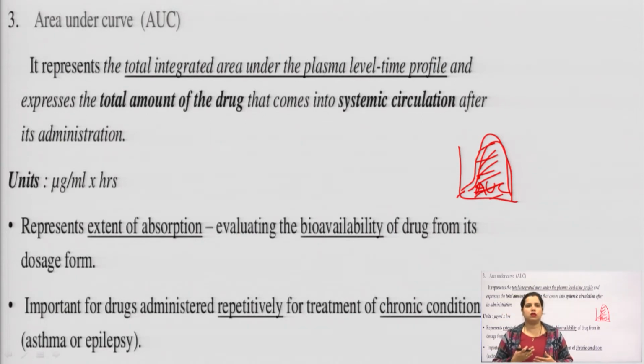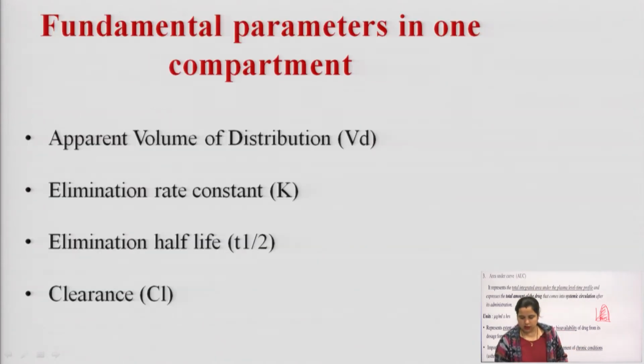Area under the curve represents the extent of absorption, and it's helpful in evaluating bioavailability of a drug from its dosage form. It is important for drugs administered repetitively for the treatment of chronic conditions like asthma and epilepsy. So, these are important to identify drug efficacy and safety, like when the patient is suffering from severe illness and the frequency of dose is very high. So, we can identify its efficacy and safety in that case.